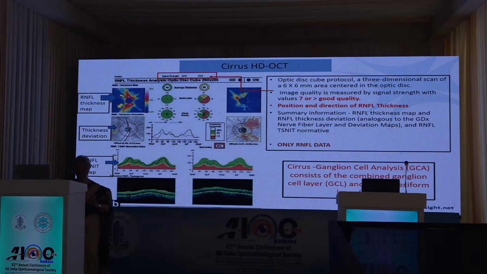So the RNFL Tisnet map is very, very important because it is telling you whether my data is falling in the normals or not. Please have a look at the left eye. In the left eye, over here, this is blue. This blue means loss. Over here also there is a lot of loss, especially this one. So you find that it is dipped in the red, and of course the lower part is almost gone. Don't forget these two maps, extremely important for segmentation purposes.